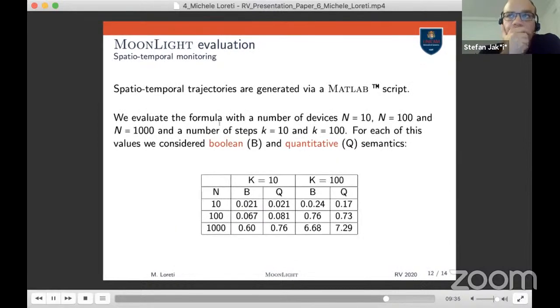Here we have a table with the evaluation. Spatial temporal trajectories are generated via a MATLAB script, and then we evaluate the formula with a number of devices ranging from 10 to 1000, and by considering different steps in the formula. You can observe that there is not a real difference in the Boolean and quantitative semantics.